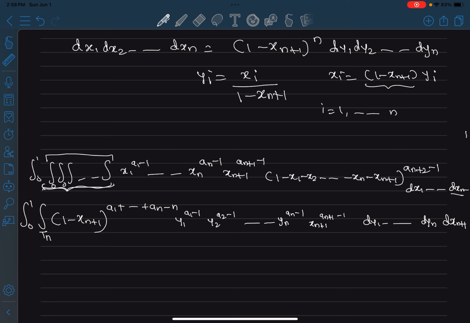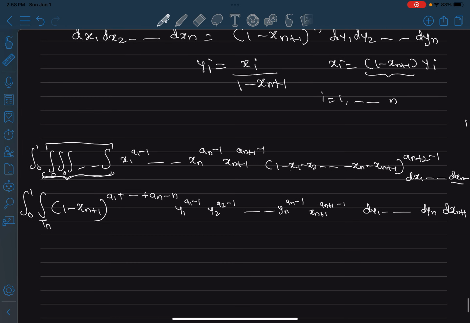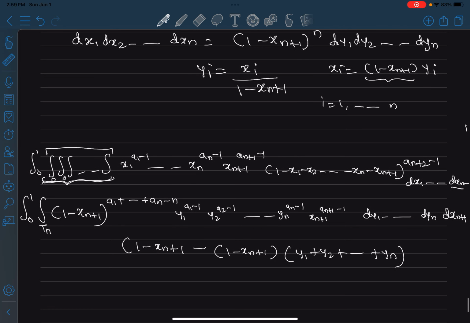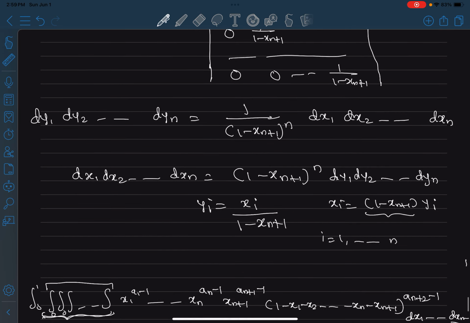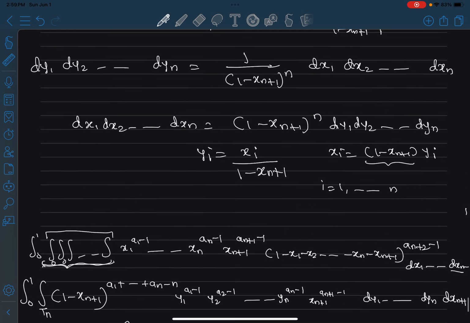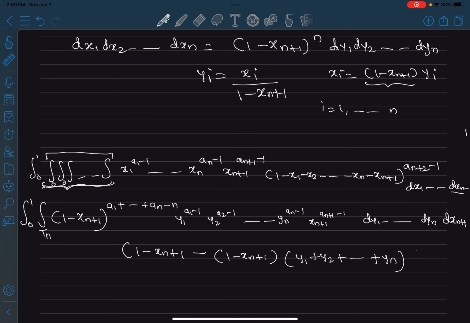And over here, I can first of all write 1 minus xn plus 1, this last variable. Then for all the xi's, that will be 1 minus xn plus 1 times yi. So I can take 1 minus xn plus 1 common, and then all of these will be added: y1 plus y2 up to yn. Now, just like I told earlier, I also need to include the Jacobian. What was the Jacobian, guys? Yeah, 1 by 1 minus xn plus 1 to the power n. I shouldn't forget it, right?